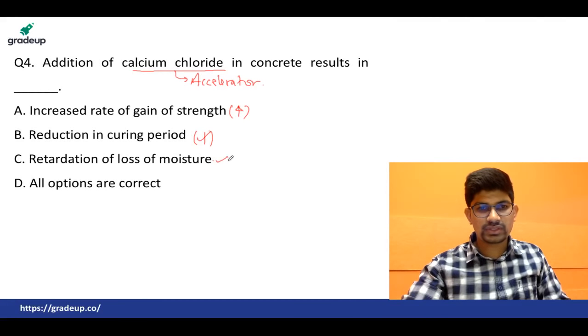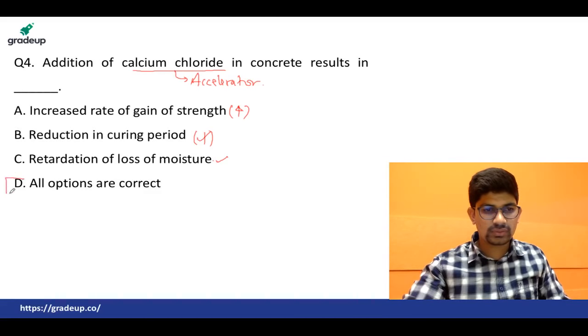Retardation of loss of moisture. Yes, because early strength it will gain. Okay. So loss of moisture will be prevented. Okay. So correct option to this is all of the options are correct.